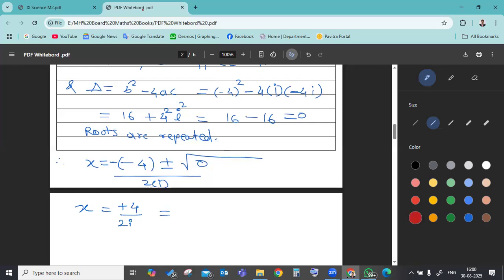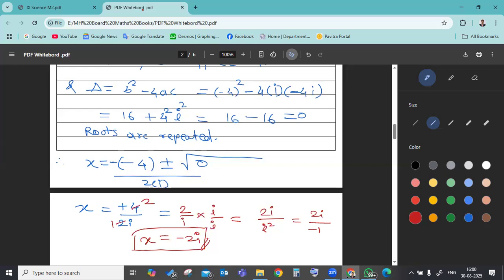Now see this, 2 twos are 4, so it is 2 upon i. Multiply this by i upon i. So it becomes 2i upon i square, so it is 2i upon minus 1, that is minus 2i. That is the repeated root of this complex quadratic equation. What did we do? Nothing. We just followed the procedure to solve a quadratic equation. That's it. Do you have any doubt?